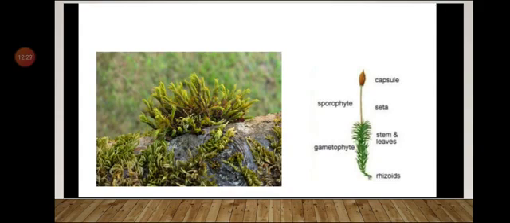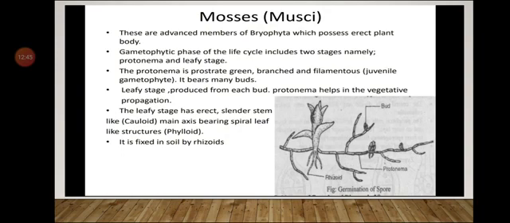You can see this is the leafy stage. It has a stem-like structure, leaf-like structure and root-like structure. Root-like structures are known as rhizoids, stem-like structures are known as caulid, and leaf-like structures are known as phylloid. These three structures do the functions of root, stem and leaf respectively. But we cannot call them root, stem and leaf, since they are not that much developed.